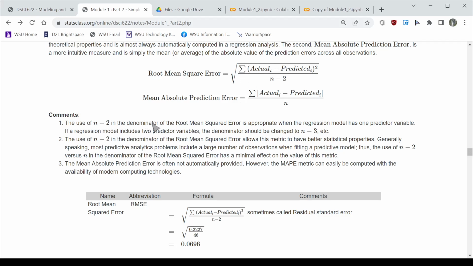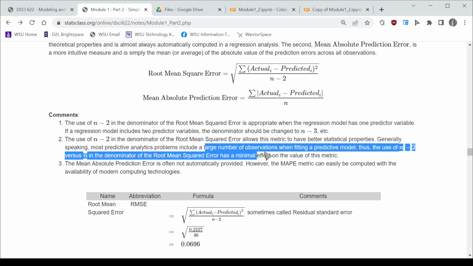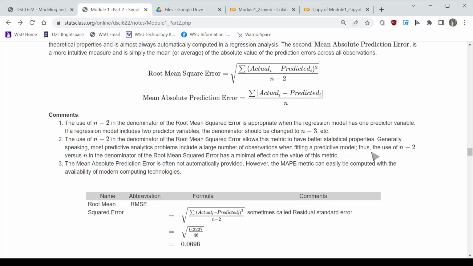Now the use of n-2 in the denominator is appropriate when I'm doing simple linear regression. The model has to estimate the y-intercept and the slope, so that's why I'm subtracting 2. If you had 2 predictive variables, then what the model has to do is estimate 2 different slopes and the y-intercept, so I would use n-3 in the denominator. Now, oftentimes when we do predictive modeling, there's a large number of observations that we are using. So using n-2 in the denominator versus n, in practice has a minimal effect on the value of this metric.